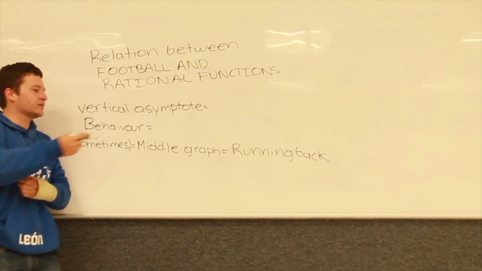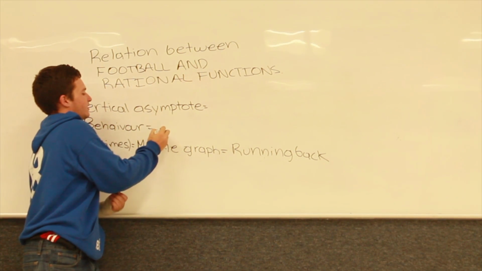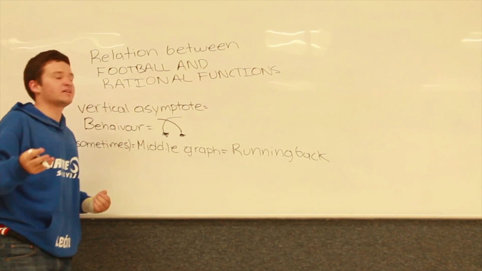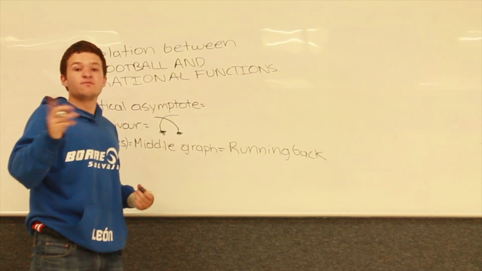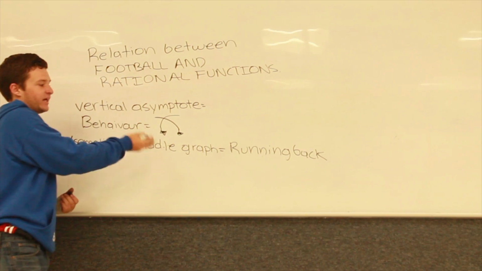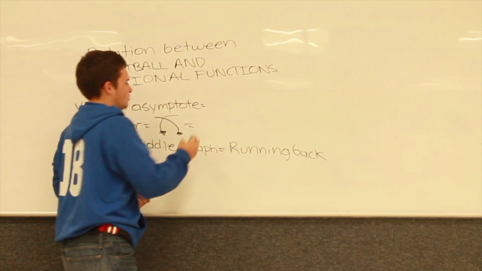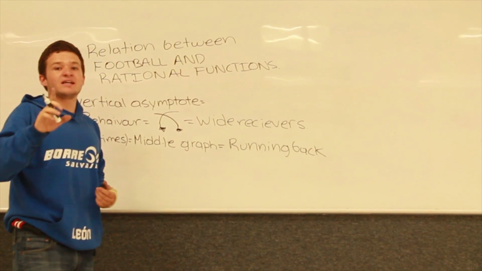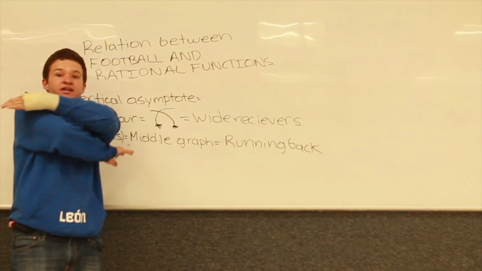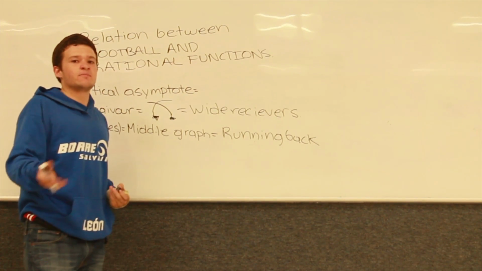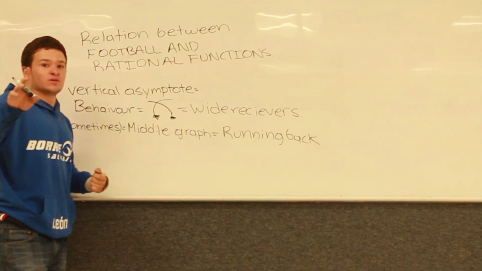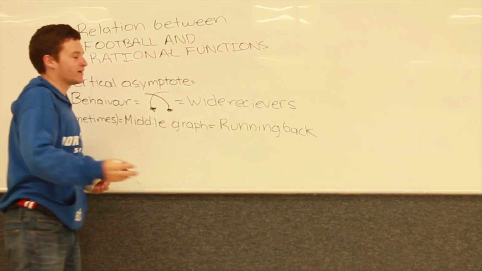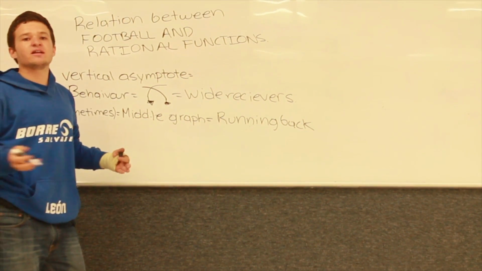And the behavior sometimes will give you something like this or something like this. Okay, and there are some routes that are run by wide receivers in football in order to catch the ball. So we would say the behavior is a lot alike to wide receivers. And the most important, the vertical asymptotes. Vertical asymptotes can't be touched by the graph. It's almost illegal if your graph touches the vertical asymptote. So it will be almost illegal if the wide receivers and the running back touch the linebacker. So the vertical asymptote can be considered a linebacker.